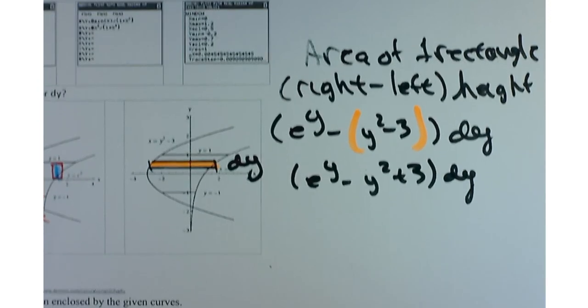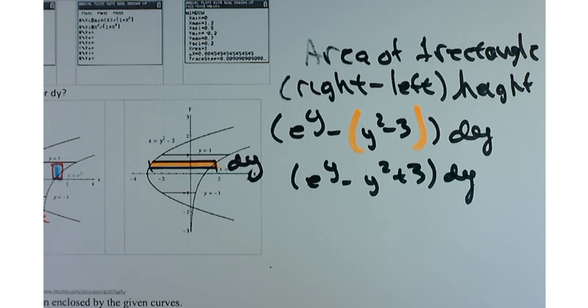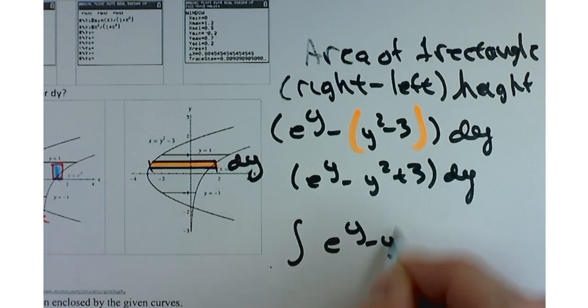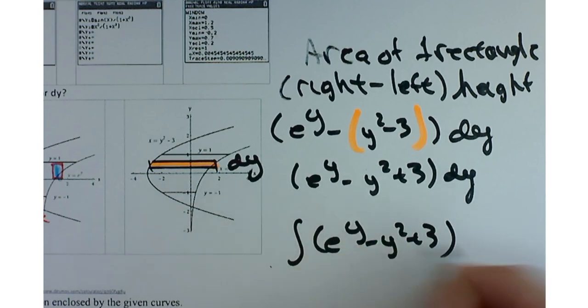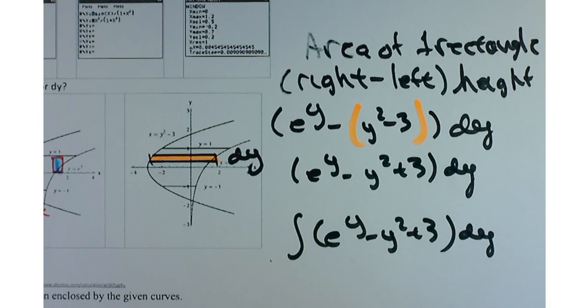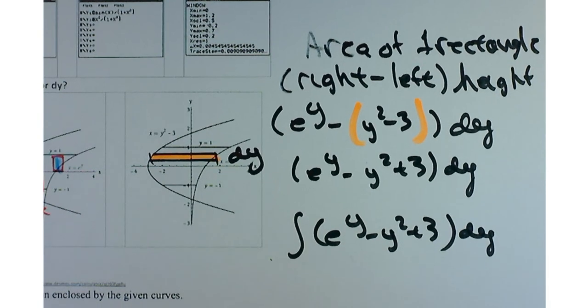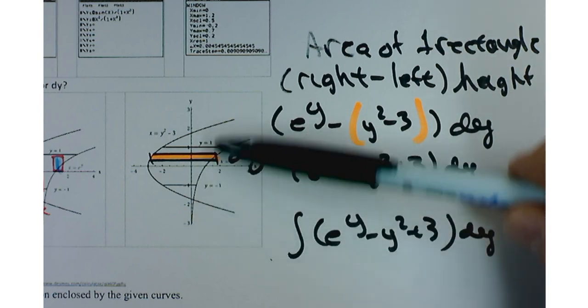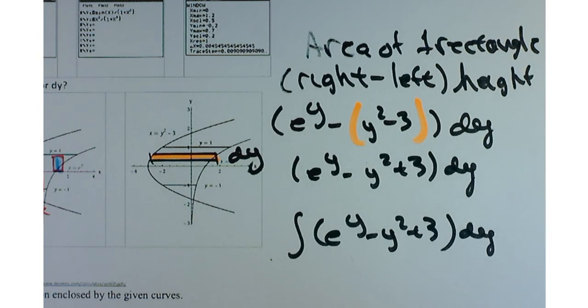Okay. Looking good there. That's going to be our integrand. So e to the y minus y squared plus 3 dy. But now we've got to work with our limits of integration. What are our limits of integration? And to decide those, you need to decide where can I take this slice and still stay within the bounds of my area?